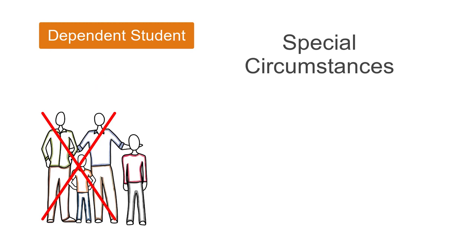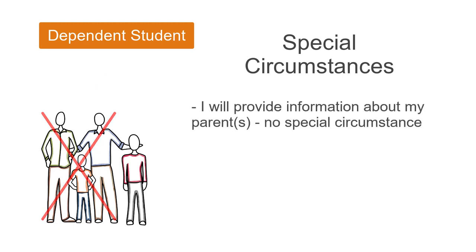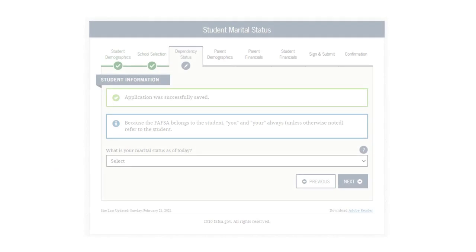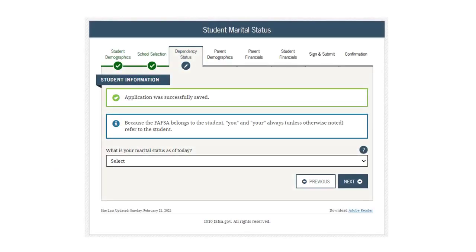That question is presented to the student. If the student answers, "I will provide information about my parents," because there is no special circumstance, the application moves into parent demographics. We will cover what happens if the student answers, "I am unable to provide information about my parents," in another lesson video. This video will cover an independent student based on marital status and age.